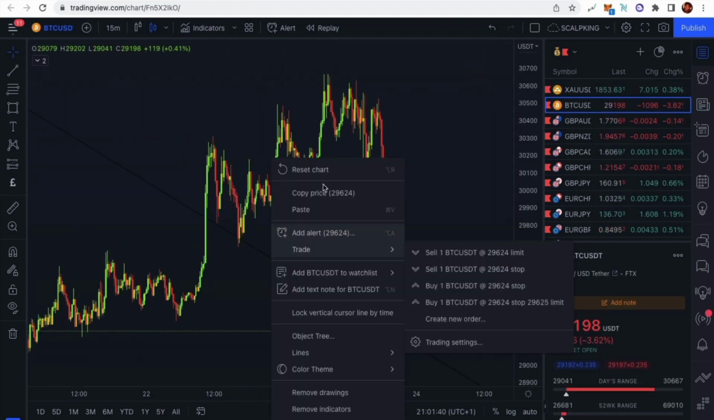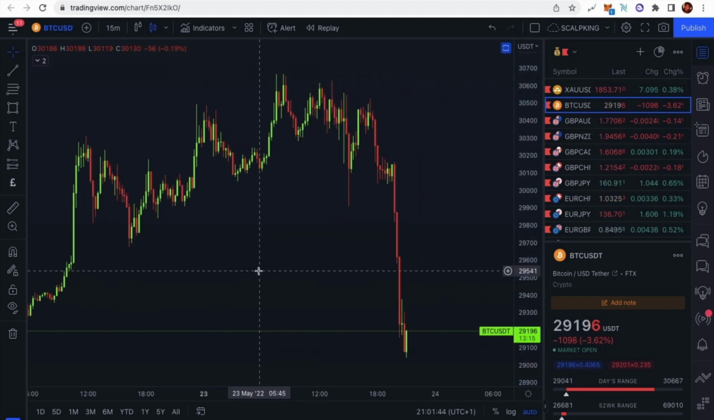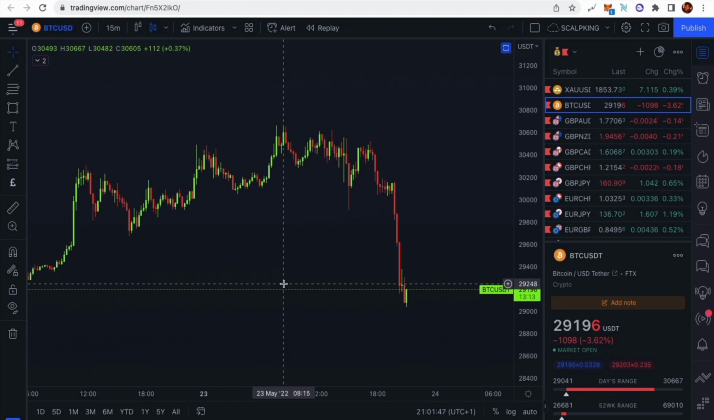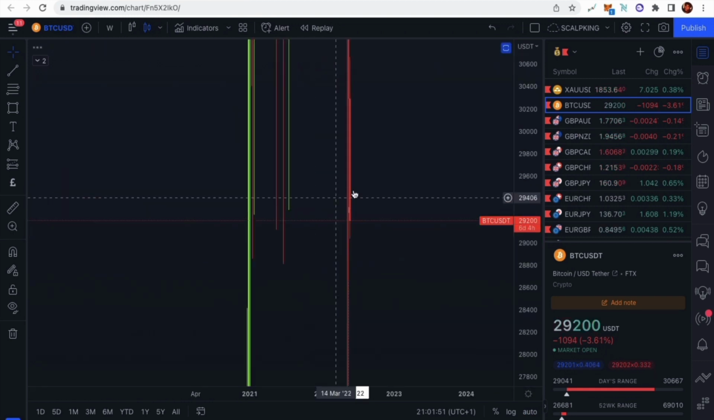So guys, we'll never know the intentions of these institutions, but what we can do is understand where they're setting their traps and how we can take advantage of when the volume's coming in.